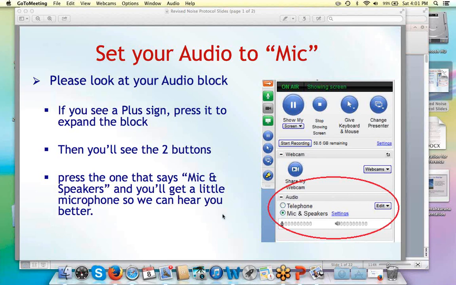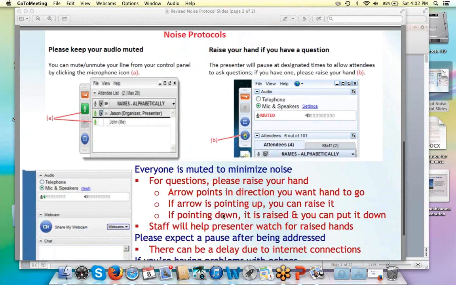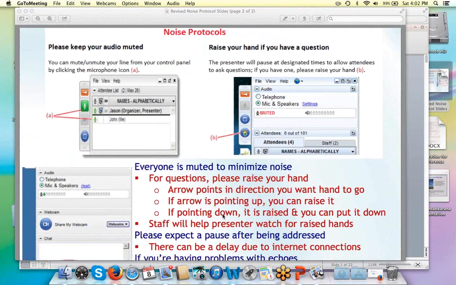Okay, so I'm going to move on to the next screen, which is about noise protocols. We have you all right now on mute, and the mute button for us is something that looks like a microphone, and from our end it looks like there's a line going through it. One of the reasons we do that is because there's a tremendous amount of noise that the computers make. And if all the computers are on, it makes a cacophony of loud noise. Sometimes it sounds like bubbles in water, and sometimes it sounds like screeching, and whatever it is, it's not welcome. So we want to just hear your voices.